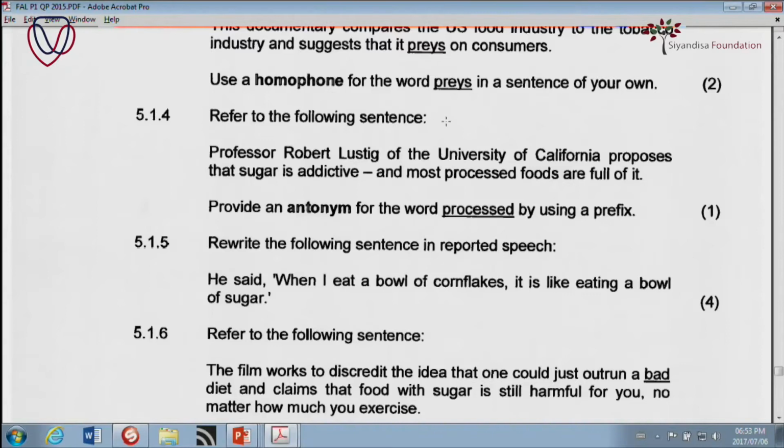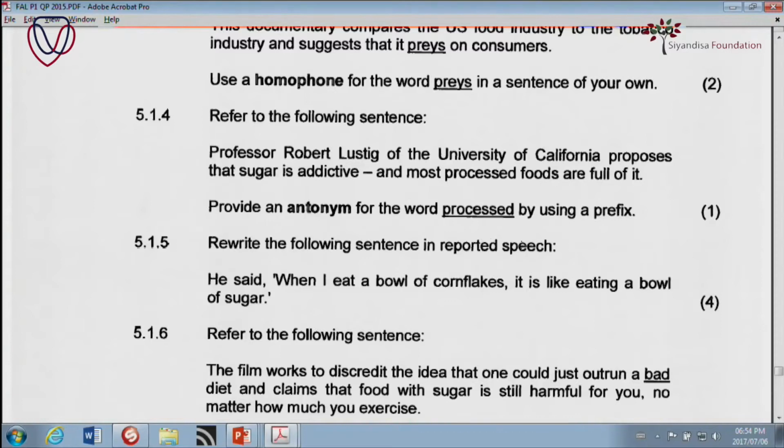Then, refer to the following sentence. Professor Robert Lustig of the University of California proposes that sugar is addictive and most processed foods are full of it. Right. Provide an antonym. Now, an antonym is a word with the opposite meaning. Provide an antonym for the word processed by using a prefix. What is a prefix? It is a letter or group of letters added to the front of the word. Okay, so how are we going to change processed into its antonym, its opposite form? Unprocessed, as easy as that. Just stick an un on the front, or you can say non-processed, right? Then, here we go.